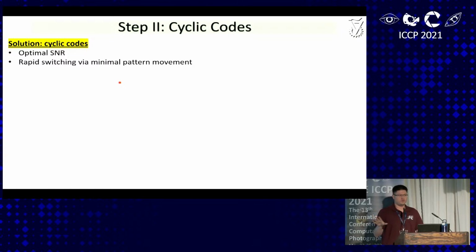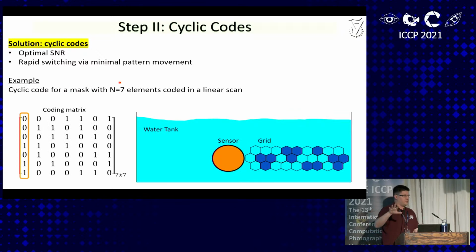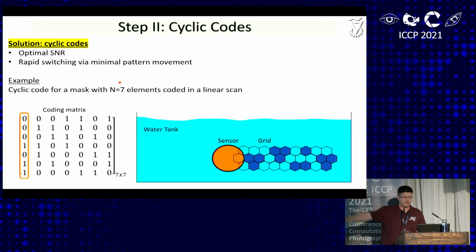And I will show it to you using a simple example, which if you lost me until now, you can really catch up now. We have a water tank and a single detector, and a mask that is masking the detector.